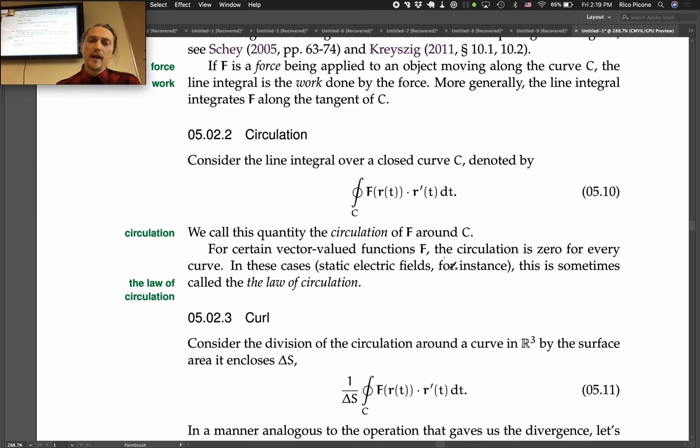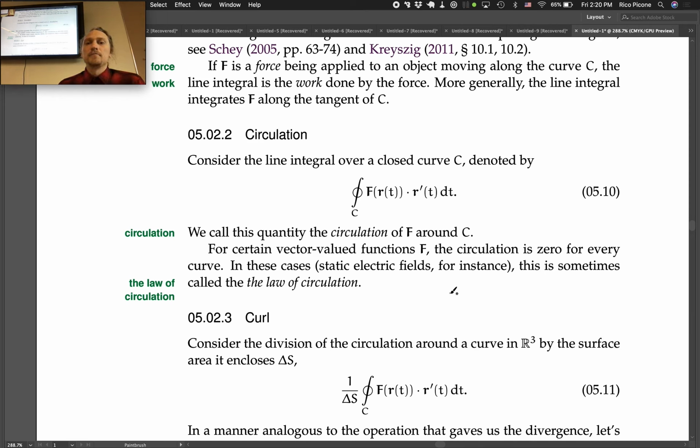For certain vector-valued functions f, the circulation is 0 for every curve. In these cases, static electric fields, for instance, this is sometimes called the law of circulation. Okay. Now we saw that one of the governing equations from lecture 5.1 of these types of systems that are described by vector fields is the continuity equation.